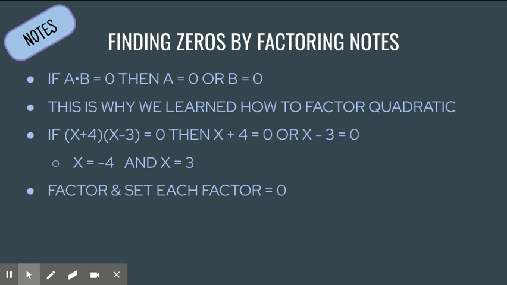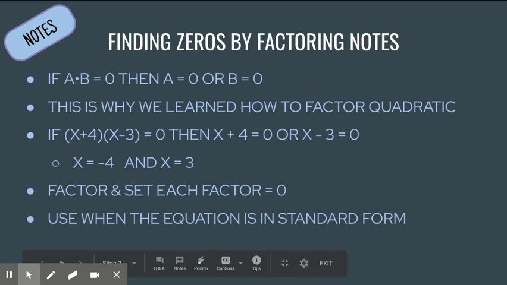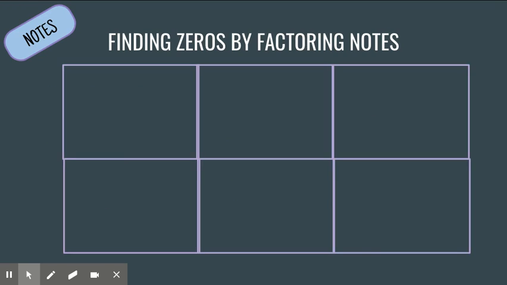So basically what you're going to do is factor, which we already know how to do, and then set each factor equal to 0. So today shouldn't be that much different than normal. This is the best method to use, by the way, when the equation is in standard form, because then you can't use the transformations to graph it, and you can't use the square root because there's more things than just something squared.